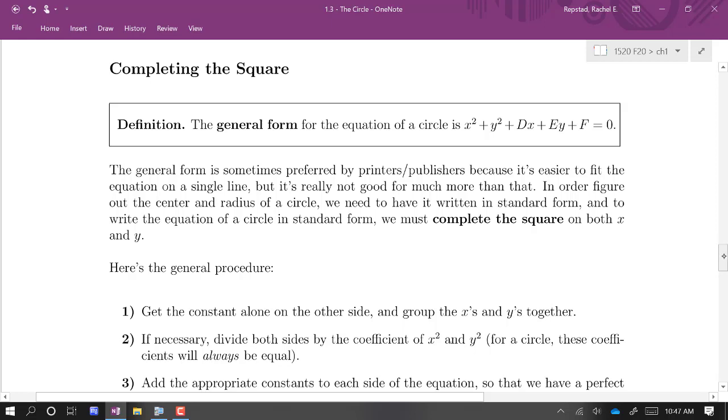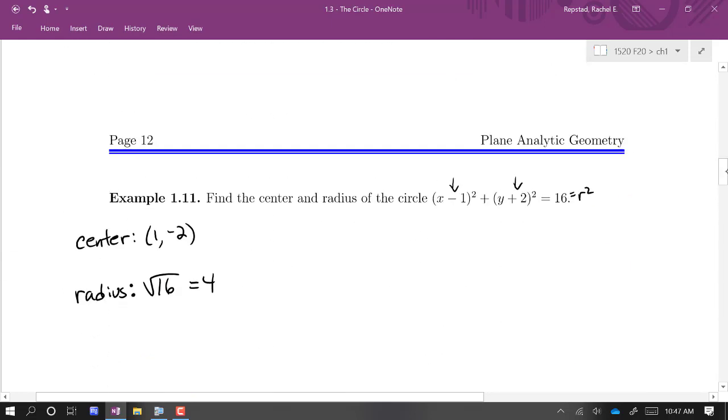So I'm going to scroll back up here for a moment. I'm going to look at this circle in example 111. Now what if I took this and I just expanded out these products? So (x minus 1) squared is x squared minus 2x plus 1. (y plus 2) squared is y squared plus 4y plus 4, and that's equal to 16.